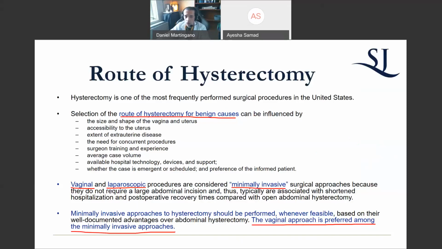Vaginal hysterectomies are a standard of care when you have any sort of prolapse. Okay, and that's usually why you would choose this. In terms of hysterectomy, it's definitive treatment. As I mentioned, it's one of the most frequently performed surgical procedures in the United States, and the most frequent indication is leiomyomas. And this is why we mention it.